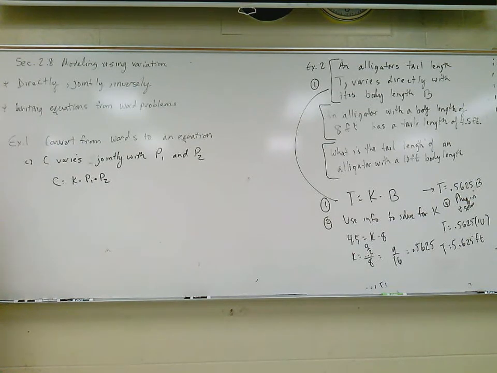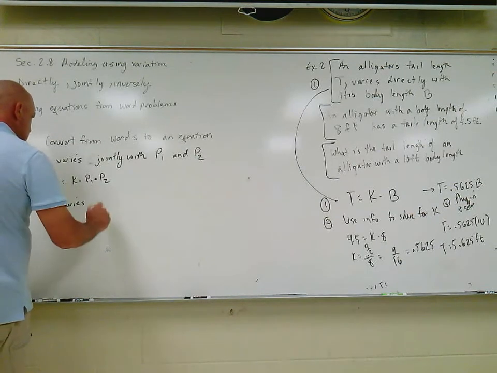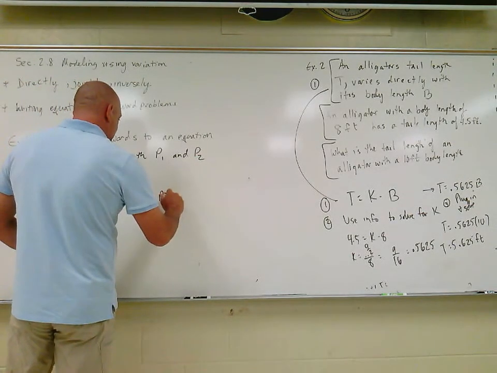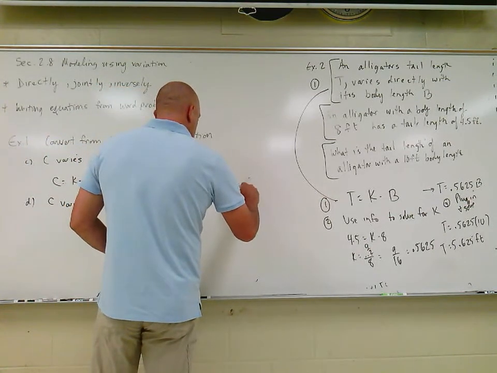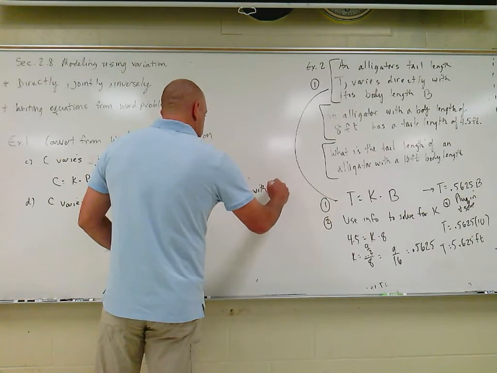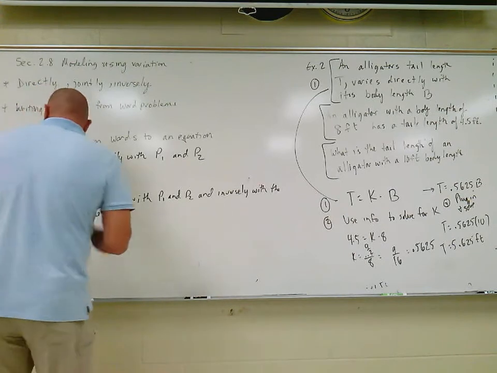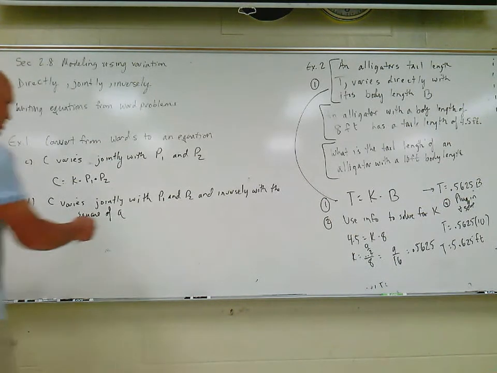Okay? All right, what if I had part D, C varies jointly with P1 and P2, and inversely with the square of A. So see if you can write that out. That's all one equation. Okay? All one equation. C varies jointly with P1 and P2 and inversely with the square of A. That's an A, by the way. Looks like a cube.